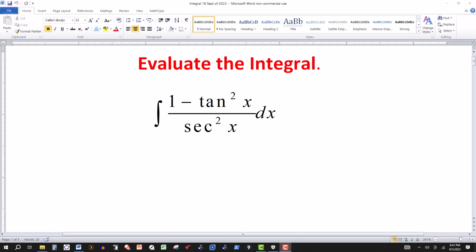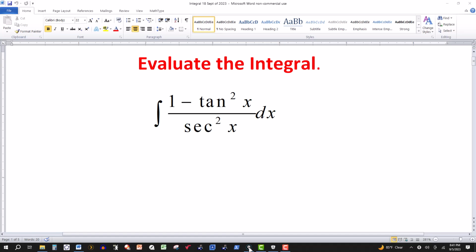In this video, we want to integrate this integral: 1 minus tangent squared x over secant squared of x. So the first thing you want to do is study the integral and see what comes to mind. We get some trig functions here.